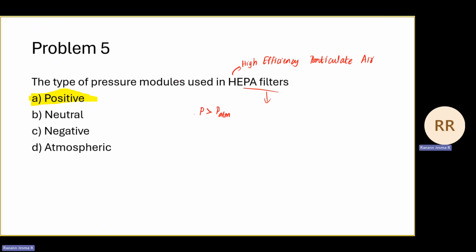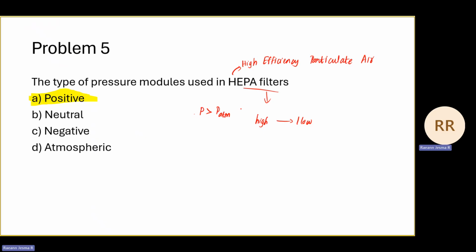There is a particular reason why this kind of pressure module is used in HEPA filter. If you consider an air balloon, as you blow more and more air inside the balloon, the pressure inside the balloon will increase compared to the atmospheric pressure, right? And let's say you stop blowing and let the air come out from the balloon, then you will see the air flowing from inside of the balloon to the atmosphere. That is, air is flowing from a region of high pressure to a region of low pressure. There will not be any airflow in the opposite direction. You will not see air flowing from low pressure to high pressure. So this is a natural phenomenon.